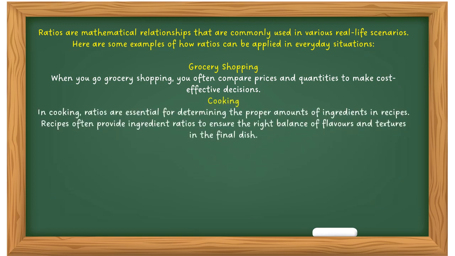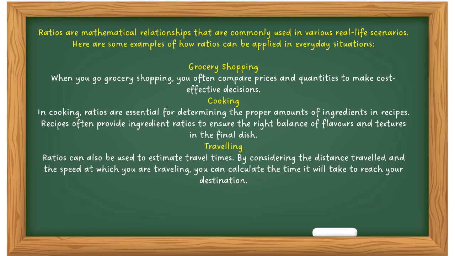Cooking. In cooking, which is very common in your maths exams, ratios are essential for determining the proper amounts of ingredients in recipes. Recipes often provide ingredient ratios to ensure the right balance of flavours and textures in the final dish. But just like the ratios we've worked with, if you can find out the value of 1 share or 1 part, you can calculate anything.